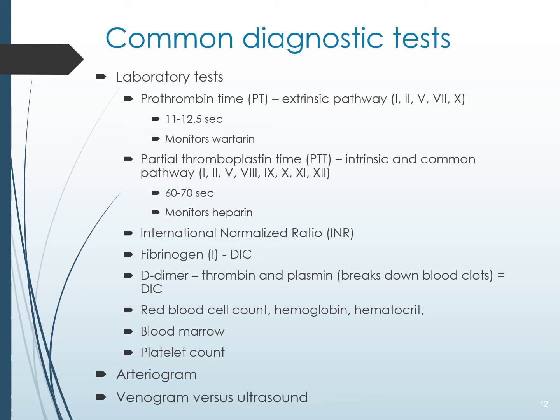Venograms of the lower extremities allow visualization of veins by injecting radio-opaque contrast into them so that the location and extent of thrombi can be identified.